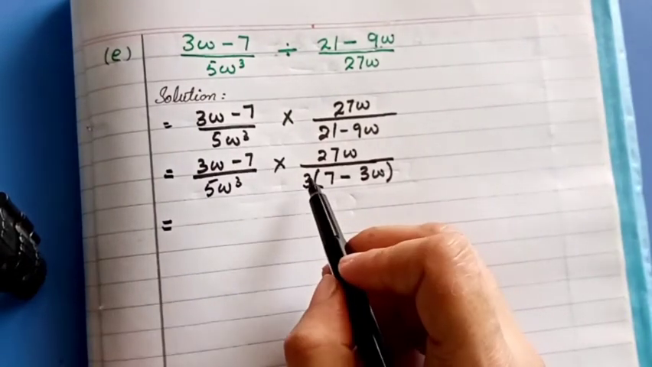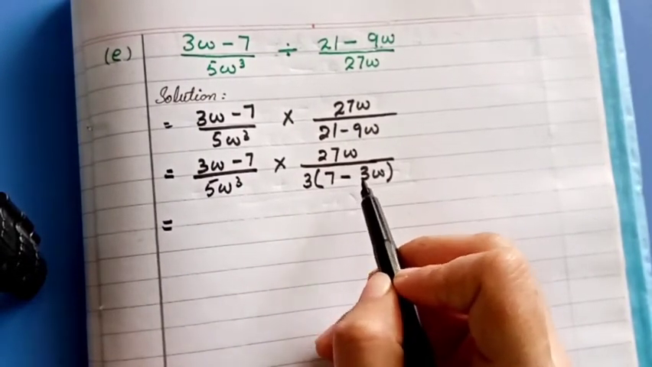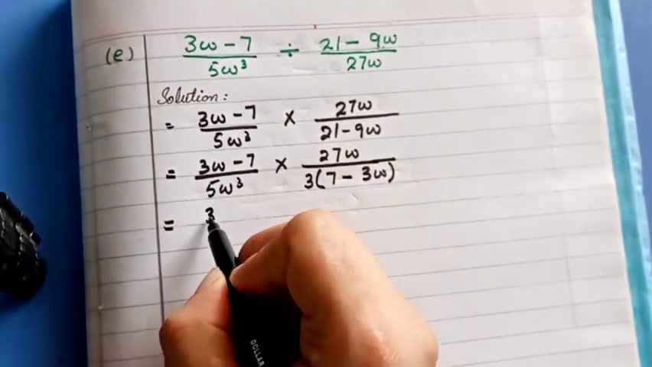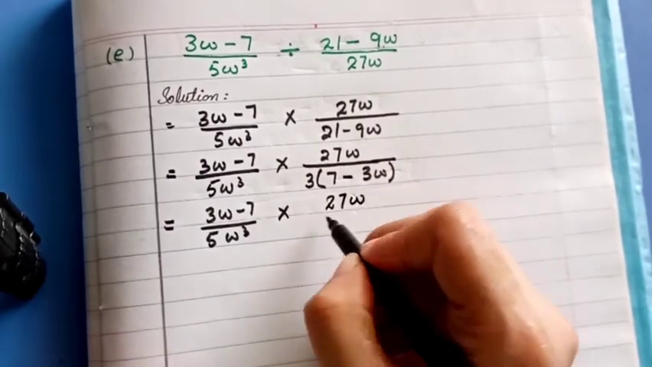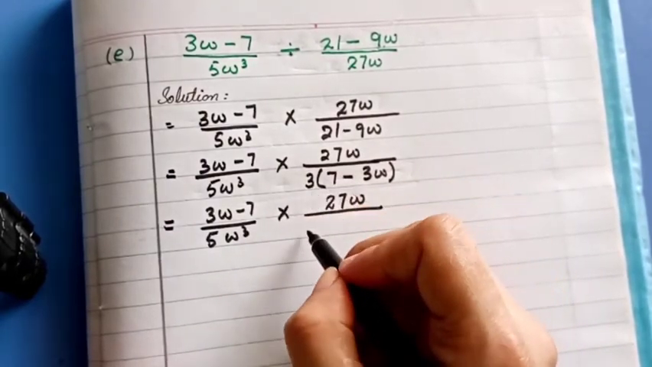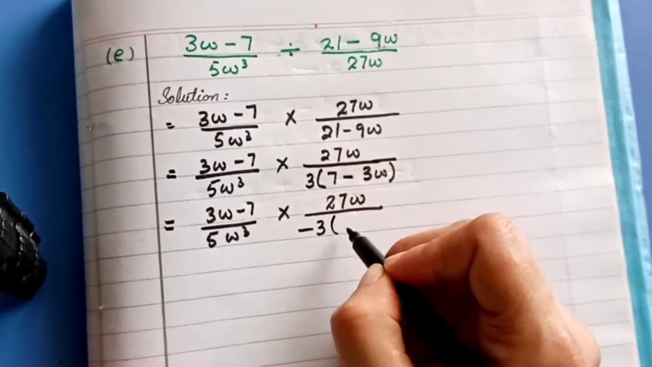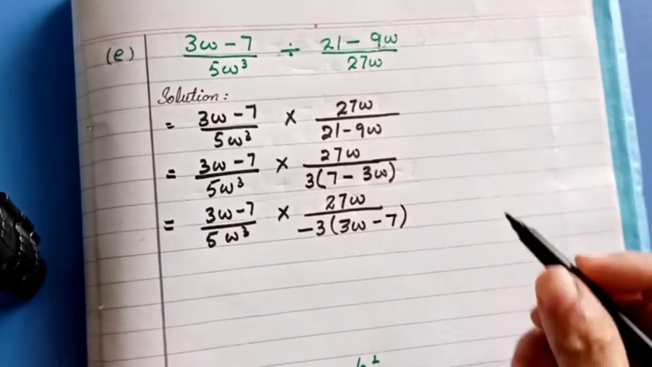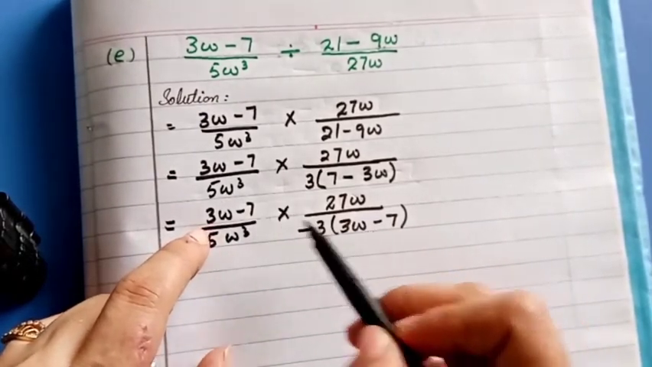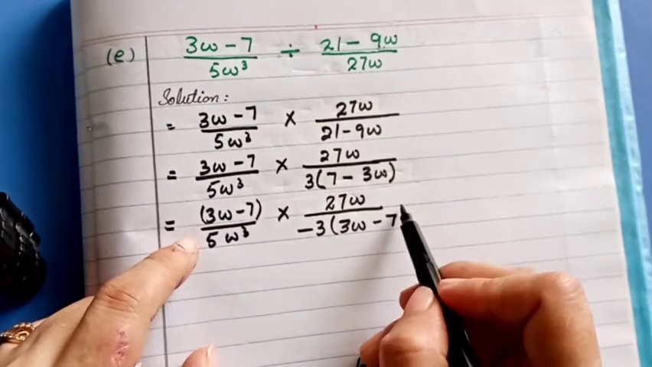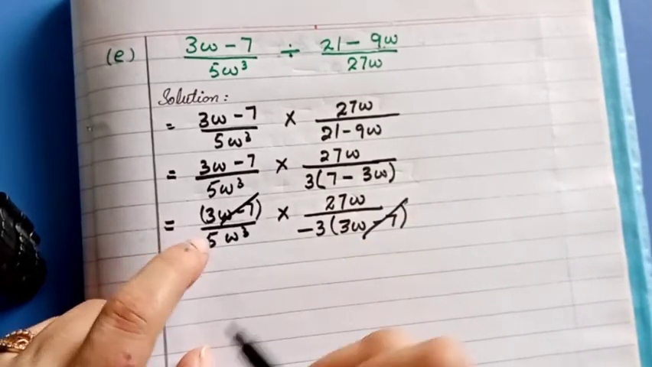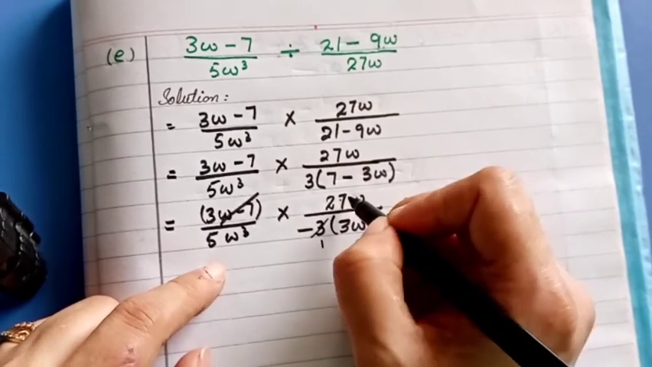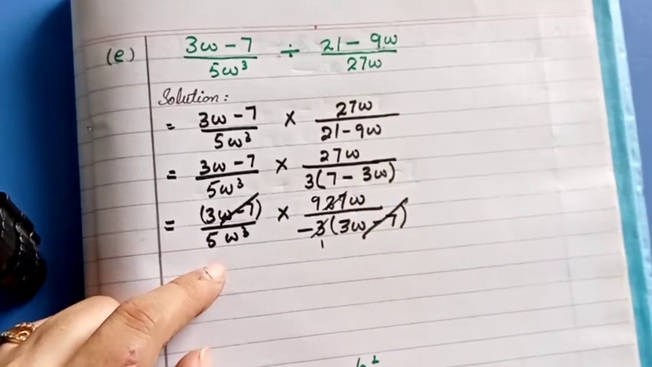To make them same, we have to take common minus 1 from this bracket to make it 3w minus 7. I am taking minus 1 as common, so it will become minus 3w minus 7. Now these two expressions are exactly same, so we can cancel them with each other, and we can also cancel these two numbers. 3 ones are 3, 3 nines are 27.